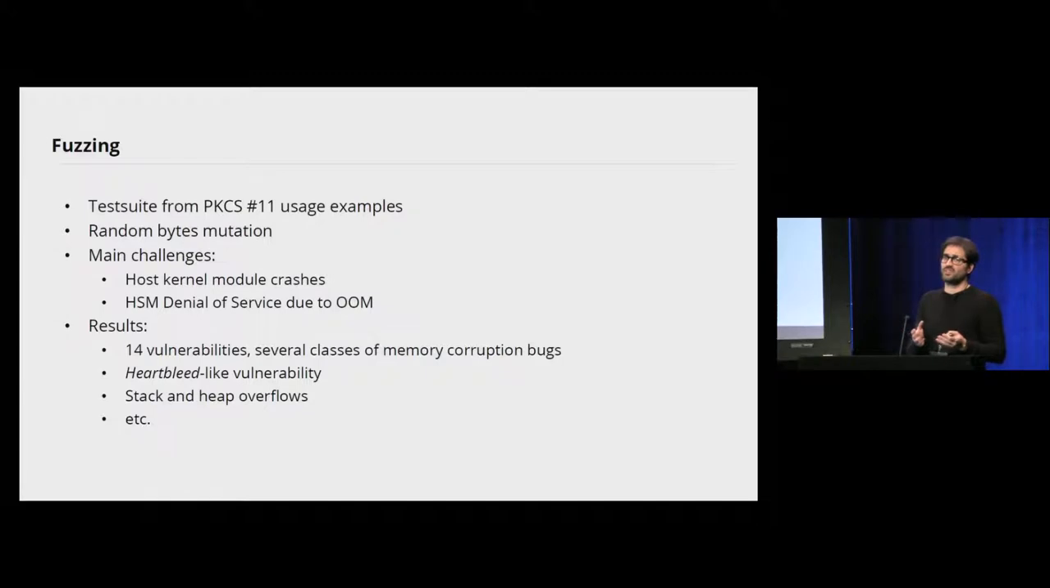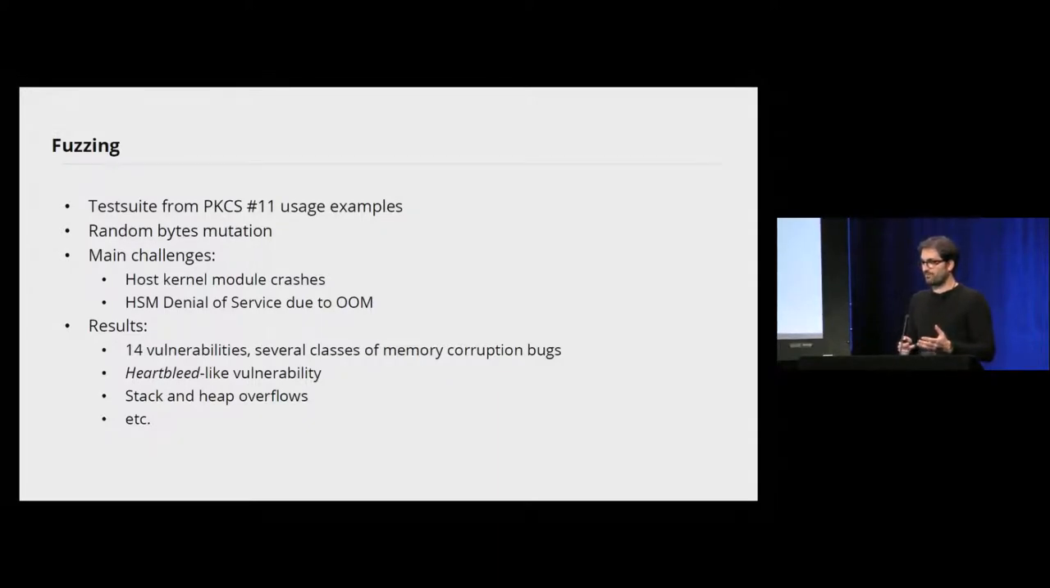The fuzzer is simple, but there were two main challenges. The first is that the kernel module on the client side is not very robust, and we crashed the kernel of our host before sending correct data to the HSM. The second is that by modifying some bytes in the data sent to the HSM, we triggered big memory allocations, and the HSM ran out of memory. We got a lot of out-of-memory errors, which were not interesting from a security point of view, so we had to filter all of these messages. But finally, we got a decent fuzzer that found 14 different vulnerabilities on the device.